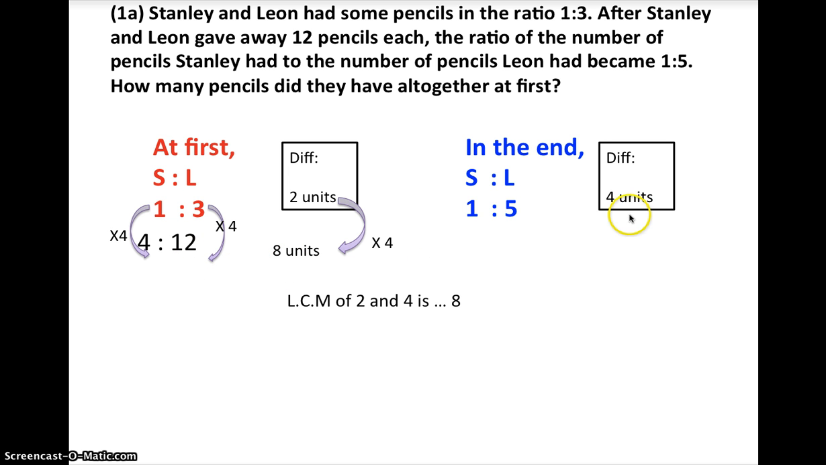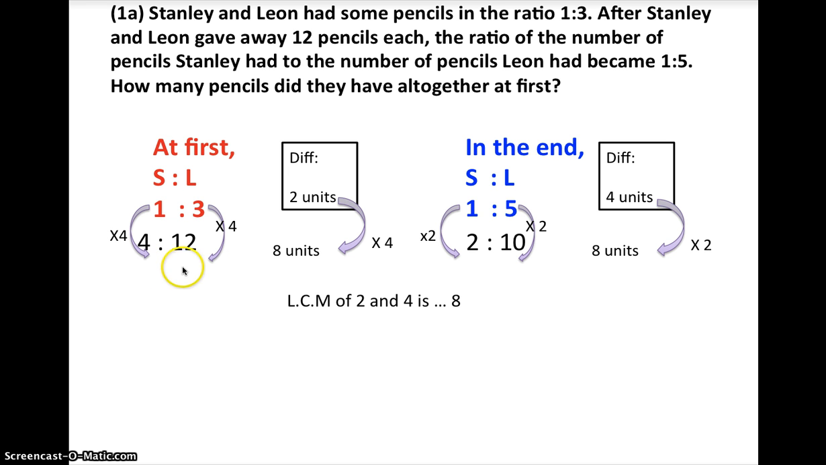Now let's look at in the end. The difference is 4 units. So in order to make it the same 8 units over here, I will need to multiply it by 2. And I will get my 8 units. I do the same thing: I multiply the rest of the ratio in the end here by 2, and I will get 2:10.